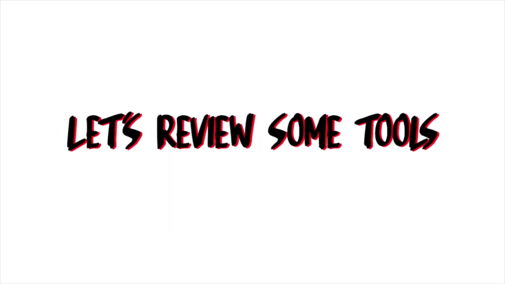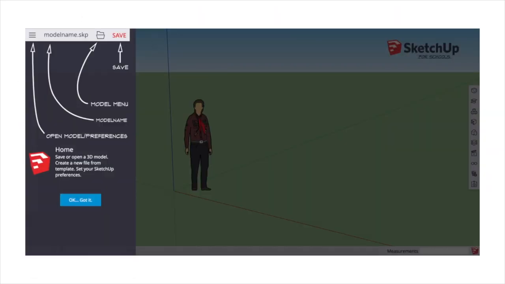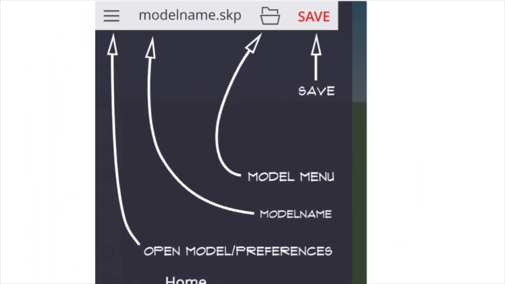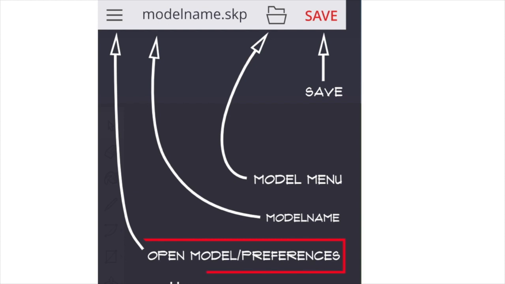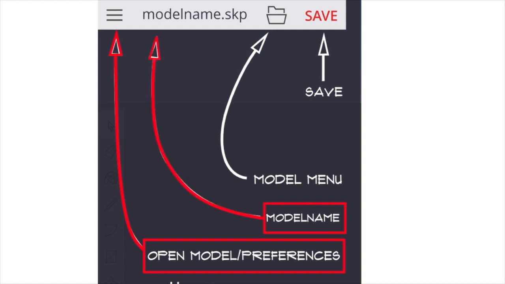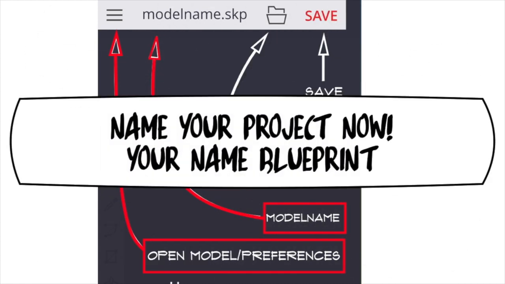Let's start off by reviewing some tools. At the very top left, you have some options. You have a menu bar that lets you open up Model Preferences. That takes you back where we just were. Your model name goes here. This is what we want to do. We want to name our project. You're going to use your first name and call it Blueprint.